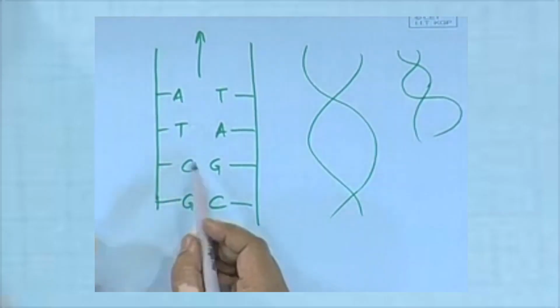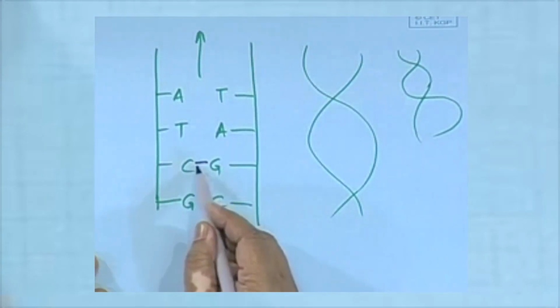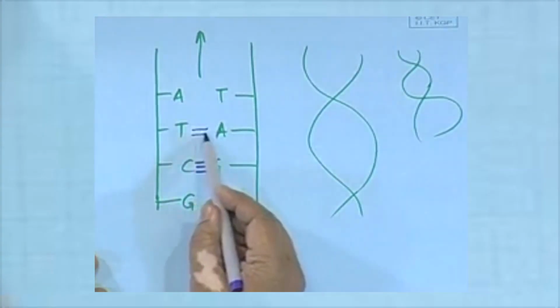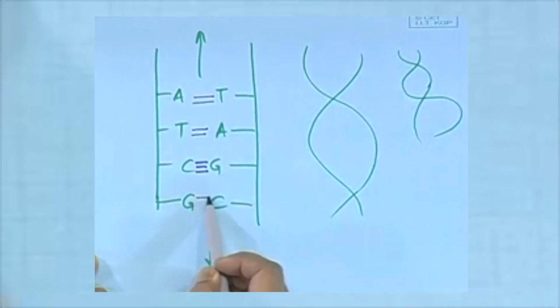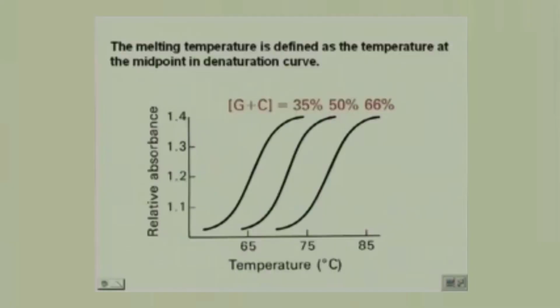Yes, in the GC pairing, I have triple bonds. I have double bonds in my AT pairing. So, the higher the amount of GC that I have, the more difficult it is going to be for me to separate the strands. So, the melting temperature is going to be higher. Okay? So, the GC content is important in determining what the melting temperature is.